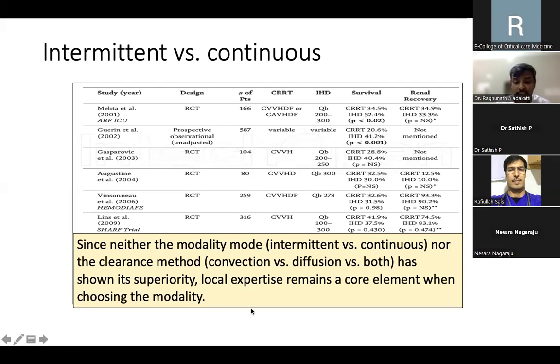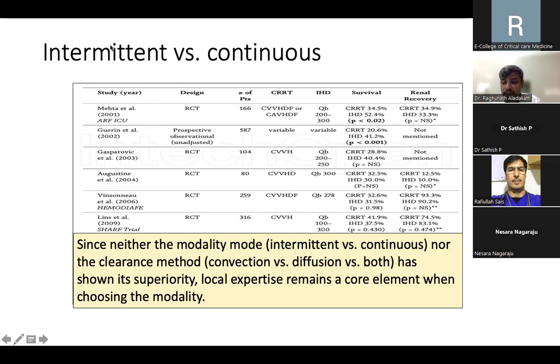Neither the modality, intermittent or continuous, nor clearance by convection or diffusion has shown superiority. None of the studies have shown that intermittent is better than continuous with respect to mortality. Both are the same with respect to mortality. If the patient is hemodynamically unstable and the option of CRRT is there, go for CRRT. If the patient is hemodynamically stable, you can go for intermittent hemodialysis.